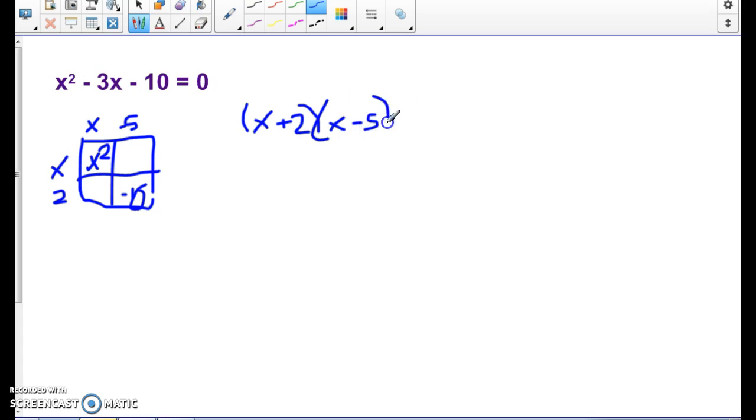When I set that equal to 0, and I set each piece equal to 0, I get x equals negative 2 and x equals 5. If you had chosen to use a quadratic formula for this, you would have gotten the same answer.